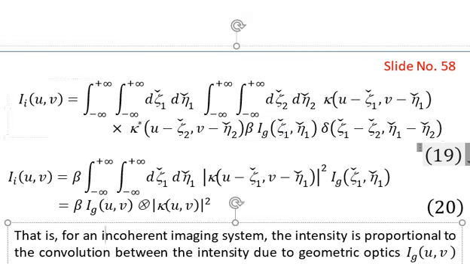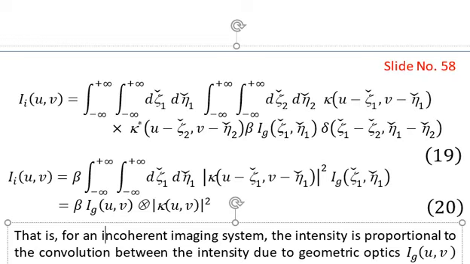Okay. So you see that here we have the two integrals. One is the integral on the zeta 1 and eta 1 coordinates, the other integral on zeta 2 and eta 2 coordinates, and you will see that there are two kappas present. One is the kappa at the coordinates u minus zeta 1 and v minus eta 1, and there is another kappa conjugate at the coordinates u minus zeta 2 and v minus eta 2.